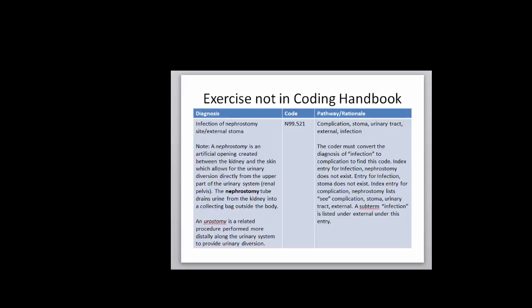So then that would, again, make you consider the possibility of using complication as your main term, and then going down for the stoma. And when you finally get to it, there is an infection as a subterm that allows you to find this code.